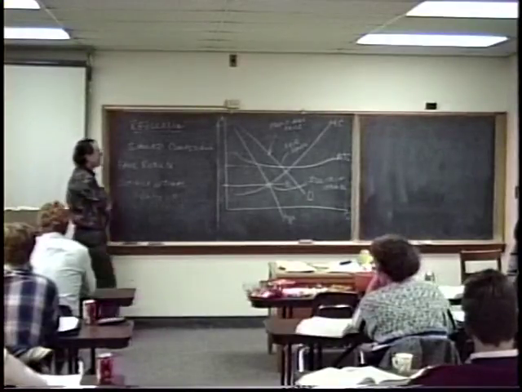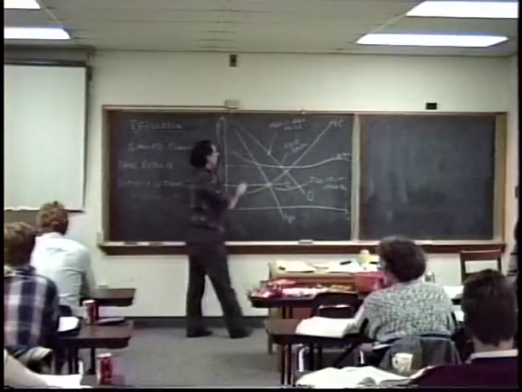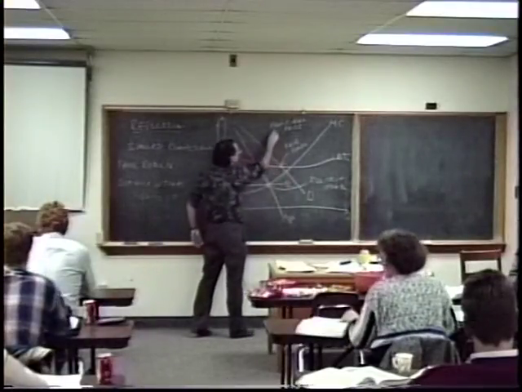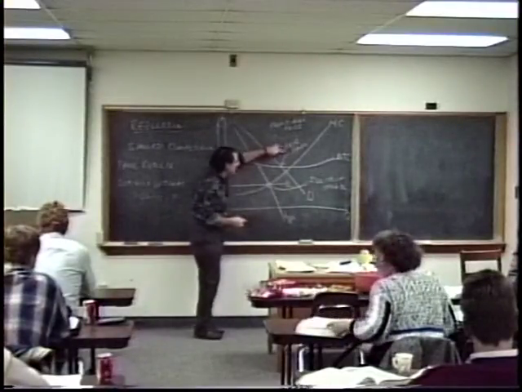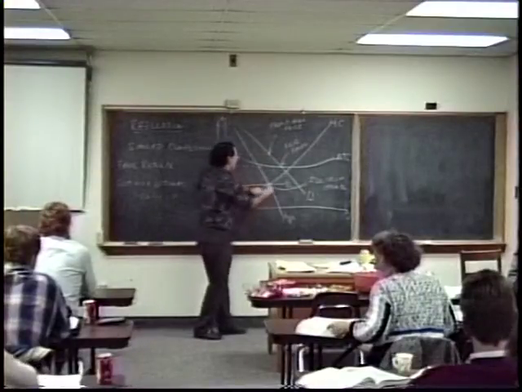But those are our three approaches to regulation. Well, I should say really the two approaches. This would be unregulated, and then the two approaches would be a fair return price or a socially optimal price.